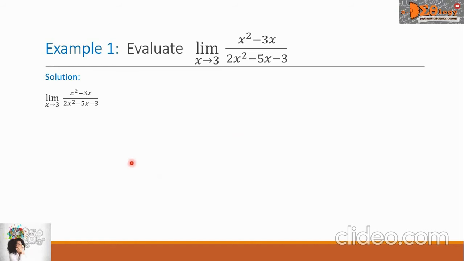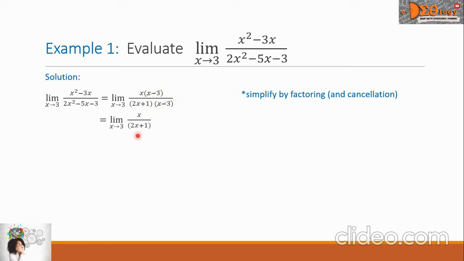We will do another method, and that is we're going to simplify first this function by factoring, and afterwards we will check for some possible cancellation. So the numerator x squared minus 3x can be factored into x times the quantity x minus 3, all over the denominator, whose factors are 2x plus 1 times the quantity x minus 3. From here, we can see that there is a common binomial in the numerator and in the denominator. That is the x minus 3 that we can cancel out. Now the function is simplified into x all over 2x plus 1.